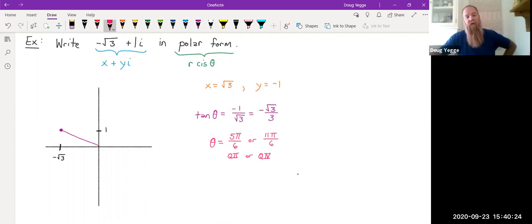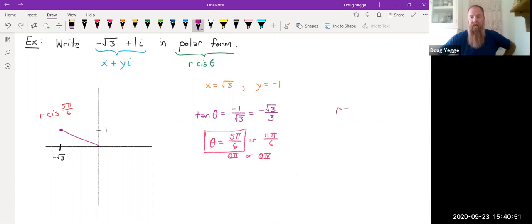This is why it's important to recognize, based on the signs, what quadrant we must be in. So that must mean that my angle is 5 pi over 6. So I already see that my answer here is going to be r cis 5 pi over 6. I've just got to find what my r value is now.